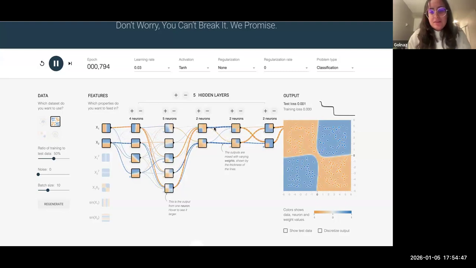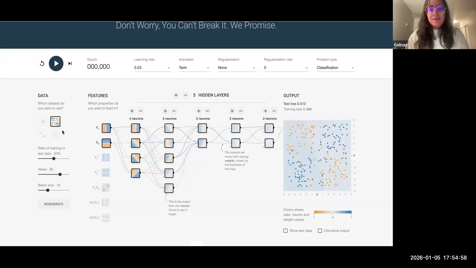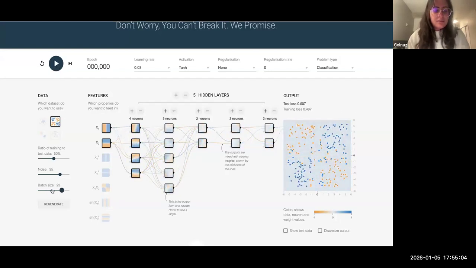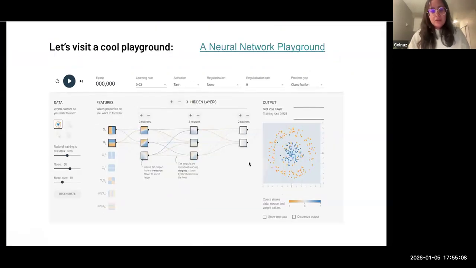It also shows these connections, which are the weights. Larger connections mean bigger weights. So you can play around and see how a problem might be harder. For example, adding noise makes a problem harder. And all the other design choices of a neural network, you can also play around with that.